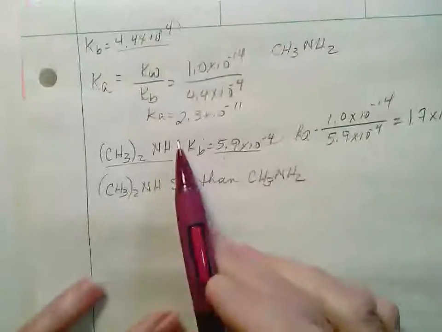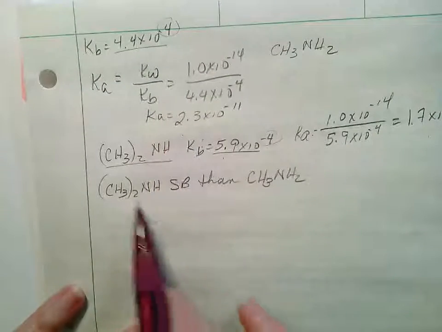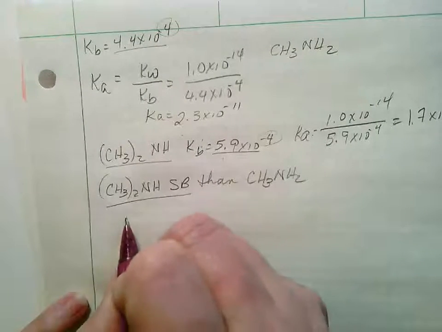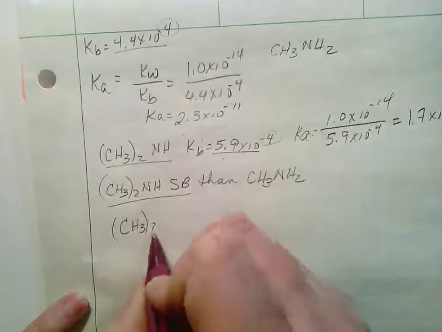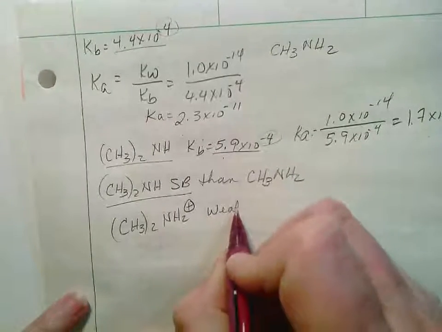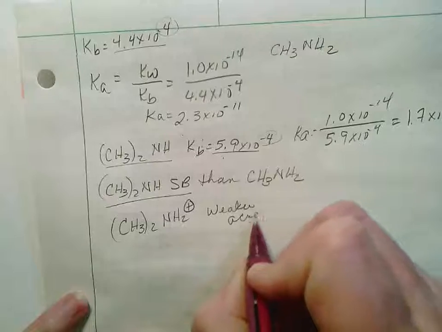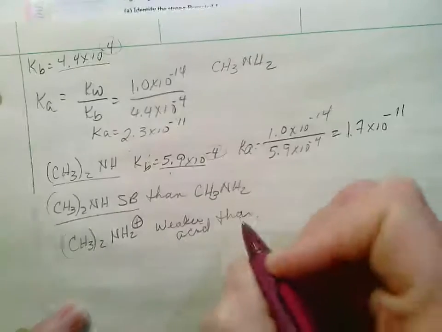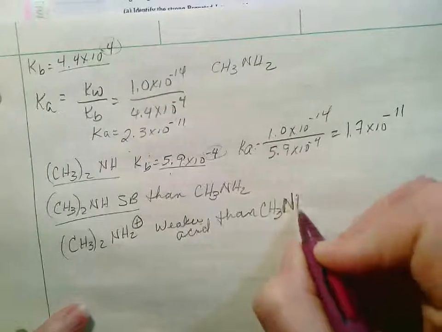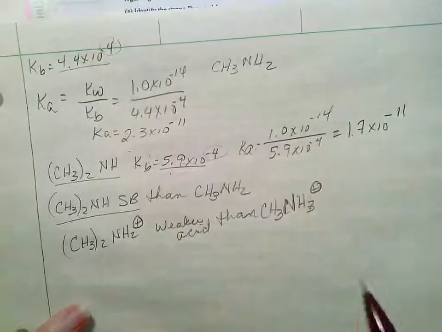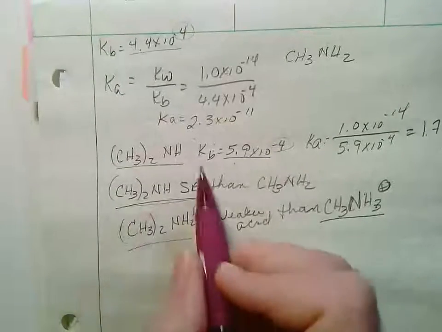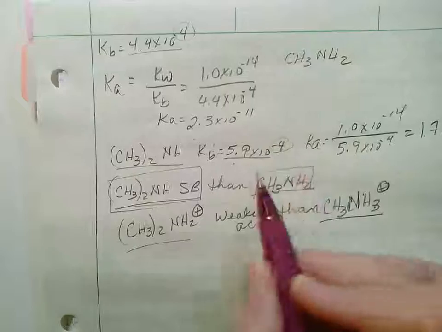And we see by comparing these two answers now, the stronger base is now going to be the weaker acid. So when we're looking at (CH3)2NH2+, it's going to be a weaker acid than CH3NH3+. So this one would be the stronger acid. This is the weaker acid. Because this is a stronger base, then this has to be the weaker base.